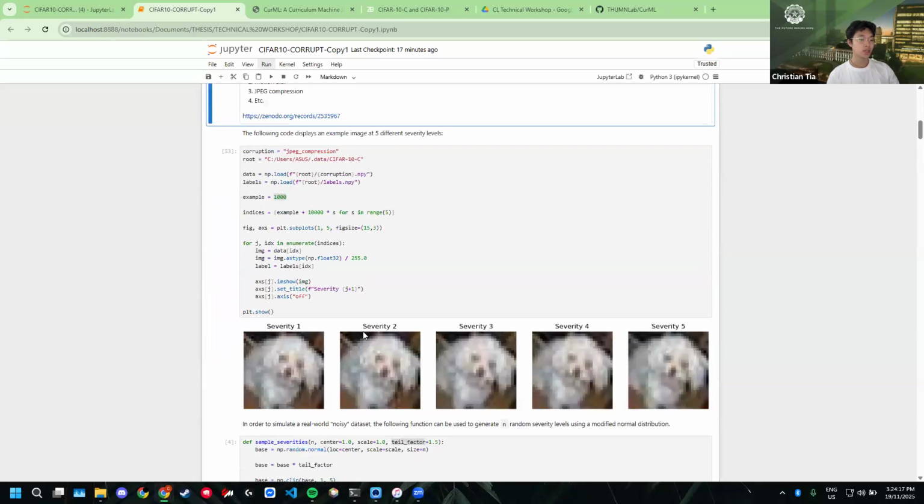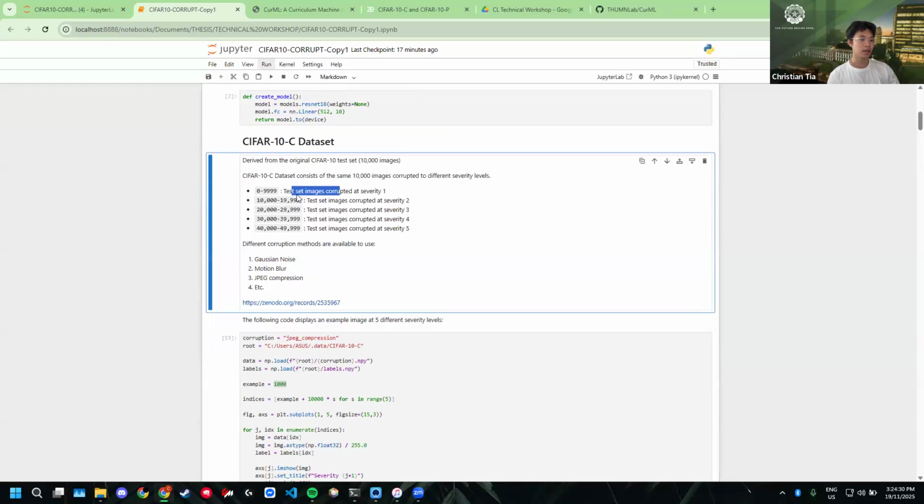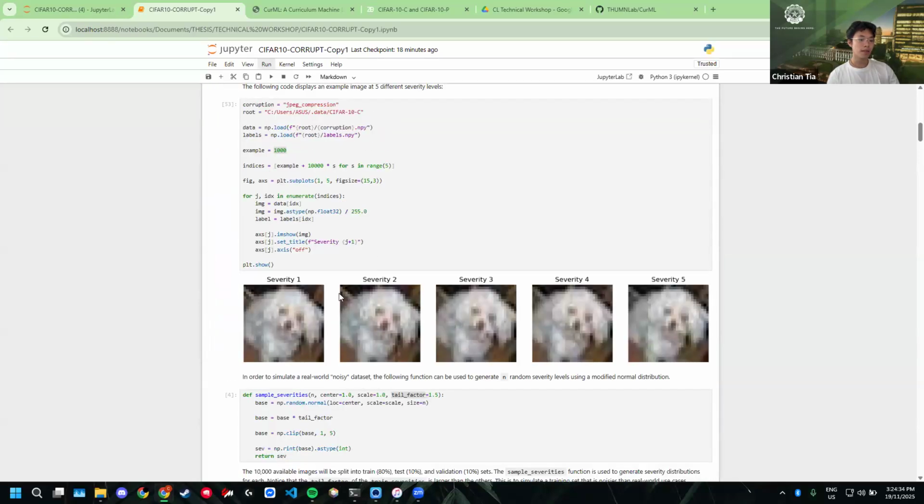That's this image. And to acquire the rest of these severity levels, we just have to add 10,000 multiplied by the severity level, since it's just the same image repeated across 10,000 steps. So this is an example of the corruption JPEG compression.